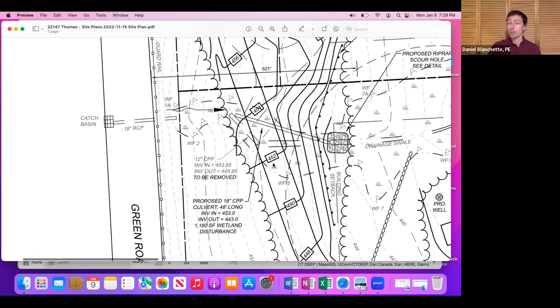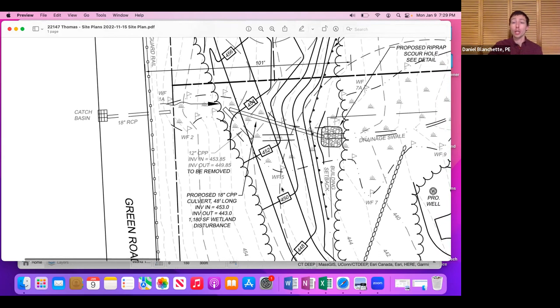It's a fairly steep pipe, again, with how steep the site is. The pipe, you'll see, is dropping 10 feet over about 50 feet, so it's just over a 20% slope. A concern with such a steep slope is water velocity, potentially causing erosion as that water exits the pipe. And so we're proposing to do a riprap scour hole, which I'm trying to get over to.